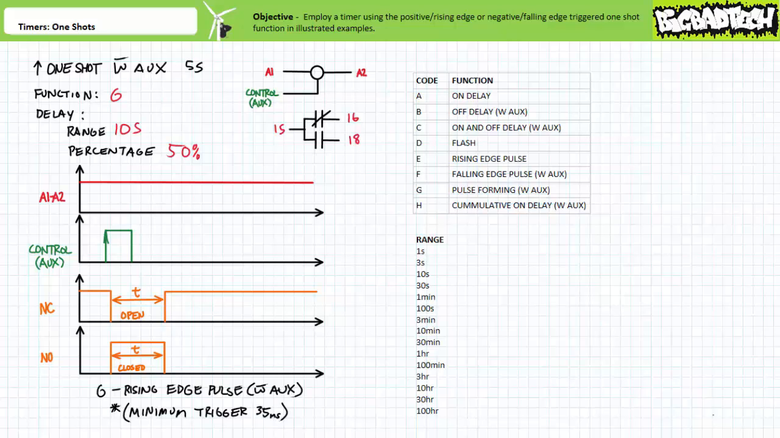Additionally, note this manufacturer states that the auxiliary controlling input must be present for at least 35 milliseconds for it to register the positive going transition. This particular one-shot function is also non-retriggerable.